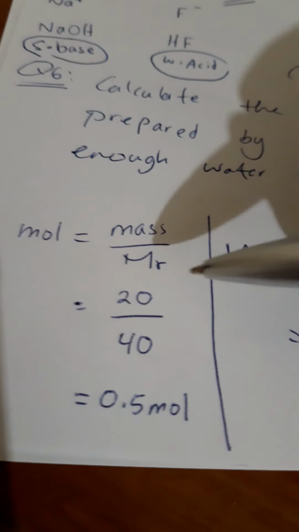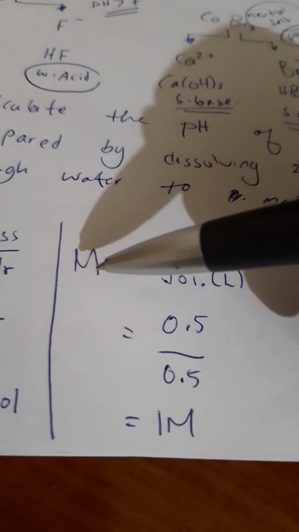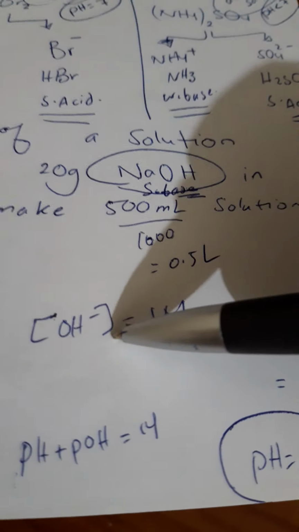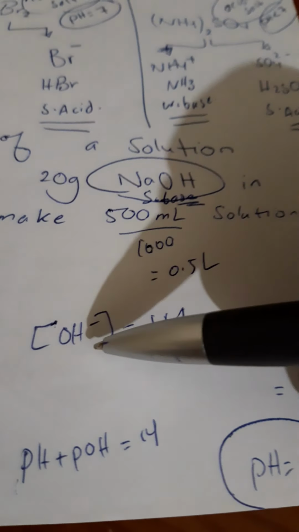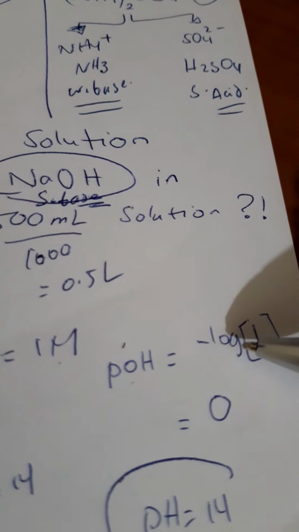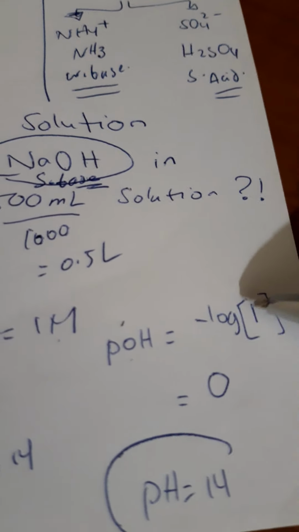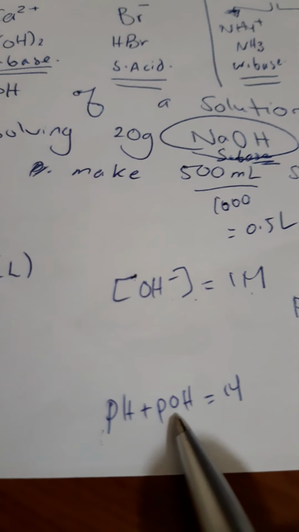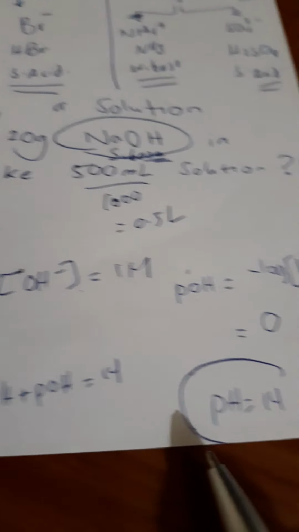We found the number of moles, then I calculated the molarity. The molarity of the strong base solution was 1 molarity, so the concentration of hydroxide ion is 1 molarity. From the concentration of hydroxide ion, you can find pOH: negative logarithm of 1, and logarithm 1 equals 0. Use this equation, pH plus pOH. If the pOH is 0, then pH equals 14.